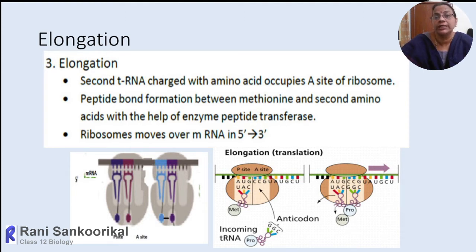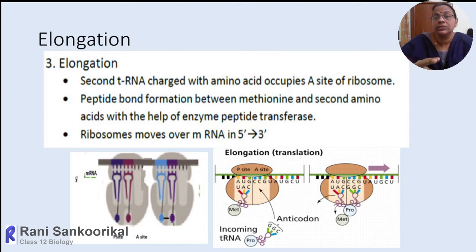So there are two sites formed: one is called the P site and the other is called the A site. The P site is for the formation of the peptide bond as well as the assembly of the first tRNA with the first amino acid. And the A site is for accepting the amino acid with the tRNA, and there the anticodon base pairing will take place. So when the second amino acid along with the second tRNA is assembled at the A site, there will be one amino acid at the P site and one at the A site.